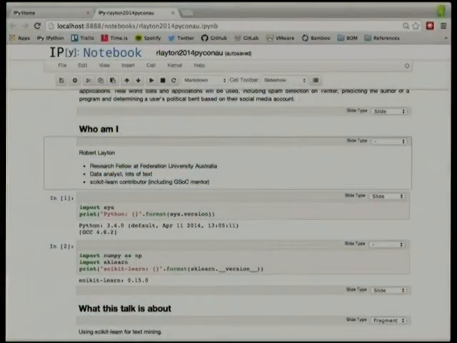So who am I? Thanks for the intro. I was going to talk a bit more about this, but I'm a research fellow at Federation University of Australia, which was the University of Ballarat and the Gippsland campus of Monash until the first of this year. There I work at the Internet Commerce Security Laboratory, and basically I look at cyber attacks and try and work out whether two different attacks were done by the same person.